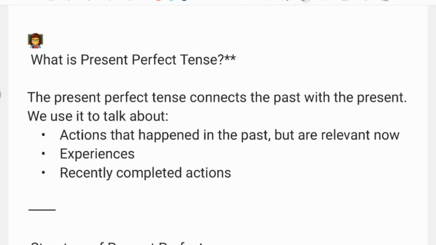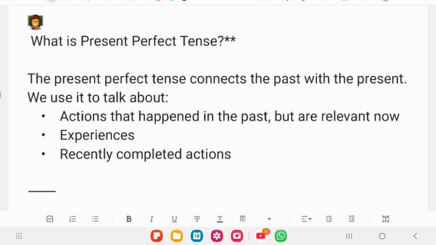The present perfect tense connects the past with the present when we use it to talk about actions that happened in the past. ठीक है, जो हो चुका है already, something which has happened in the past but are relevant now, the experiences, the recently completed action. This is the major thing through which we use the present perfect tense, right?